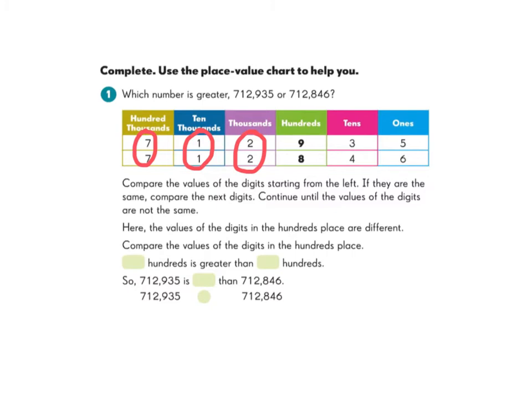Now we come to the hundreds place, and we can see that one value is 9 and the other is 8. We know that 9 is greater than 8, so that must be the larger number. Coming down here, we'll fill in that 9 hundreds is greater than 8 hundreds. Therefore, 712,935 is greater than 712,846. So that will be our final answer.